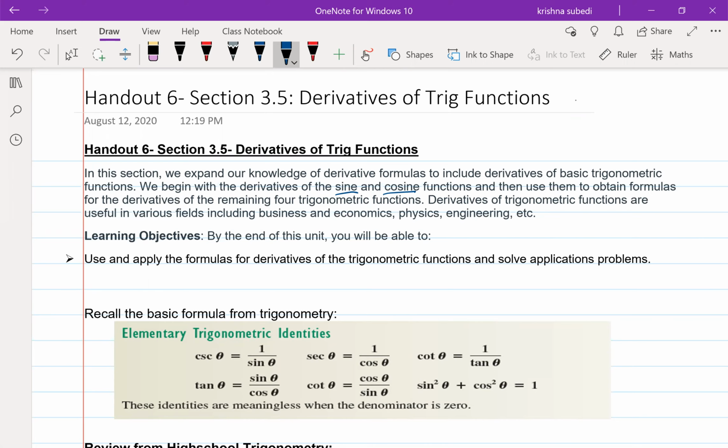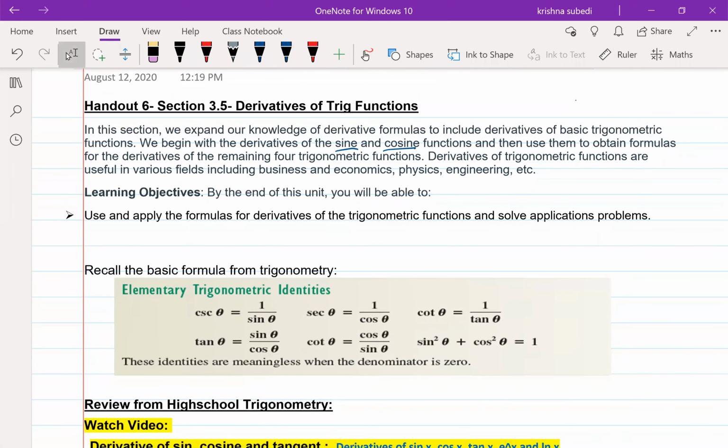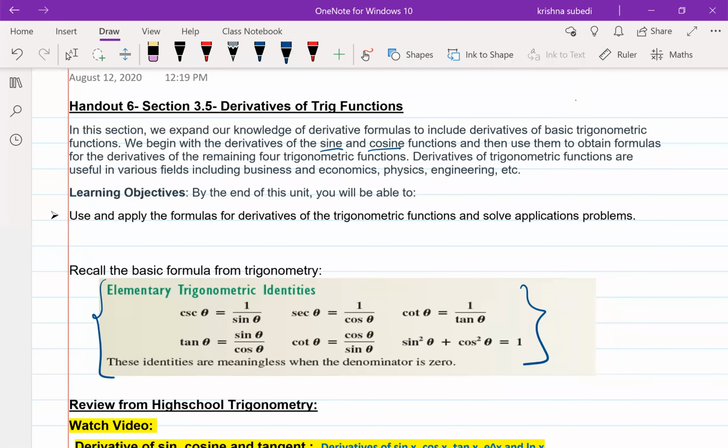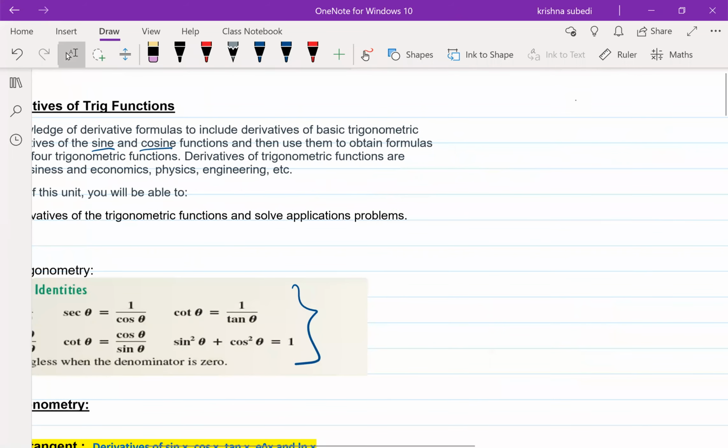So here is the learning objective. By the end of this unit, you will be able to use and apply the formula for the derivative of the trigonometric functions and solve application problems. I want you to recall the elementary trigonometric identities from your high school math. And maybe let us quickly review what these trigonometric functions are, okay? I want to take you to high school just for a few minutes if you don't mind.